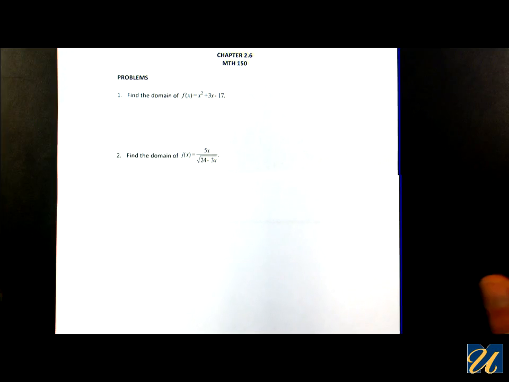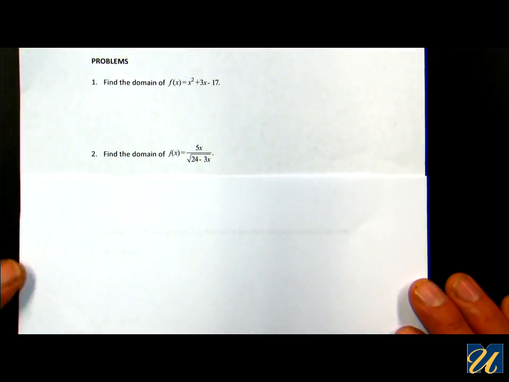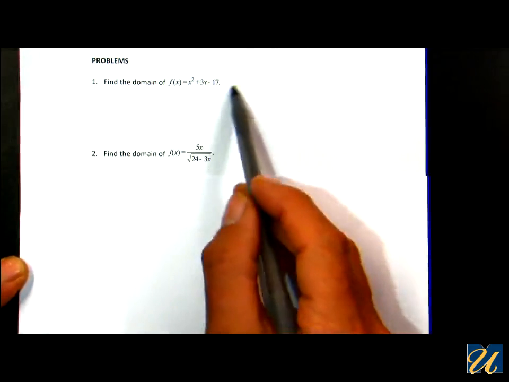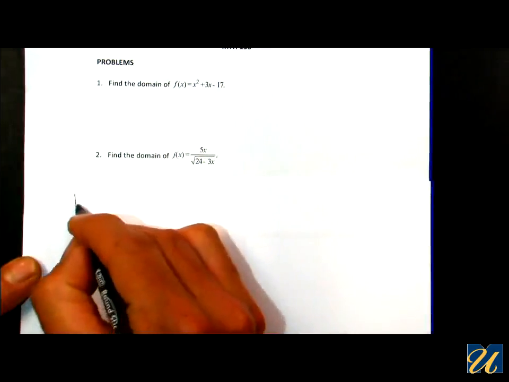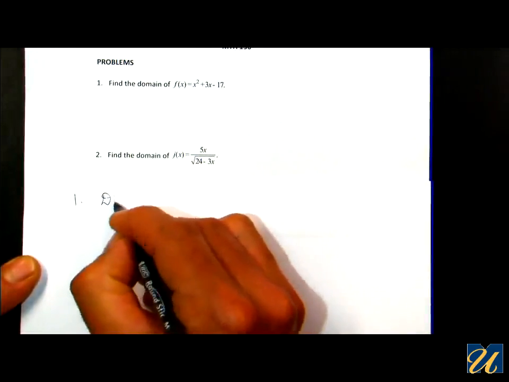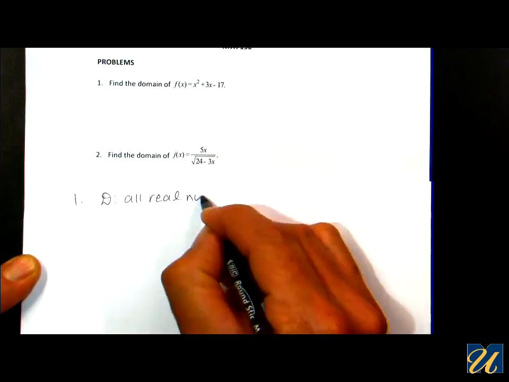Section 2.6 problems. The first two questions are asking us to find domains of functions, two very different functions. If you notice, the first function is quadratic. It's called a polynomial function, and polynomial functions by definition are defined absolutely everywhere. These do not contain square roots. These do not contain denominators that could potentially be zero, and they don't have any issues whatsoever. So for problem number one, the domain is going to be all real numbers.